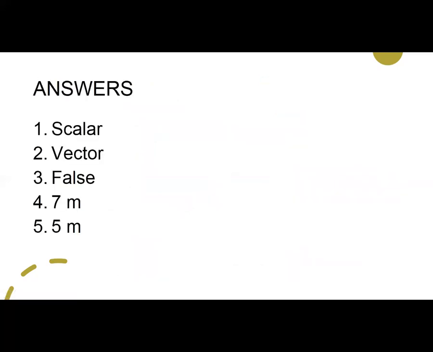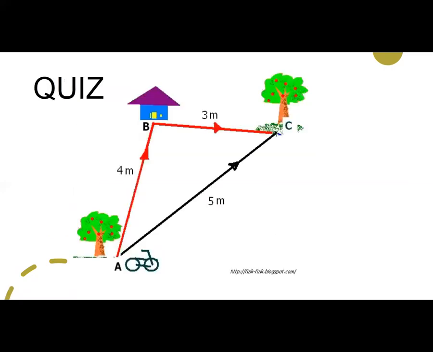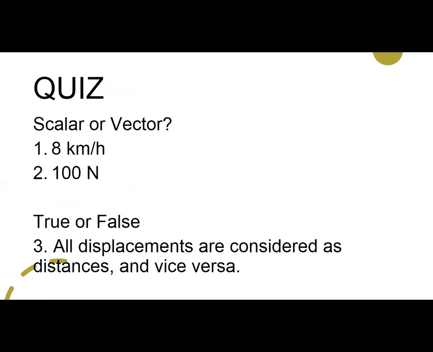Number 1, the correct answer is scalar. 2, vector. 3, false. 4, 7 meters. 5, 5 meters. So again, number 1, siya ay scalar kasi wala siyang direction. While number 2, 100 newtons. So ito ay force. Ito ay isang vector quantity.